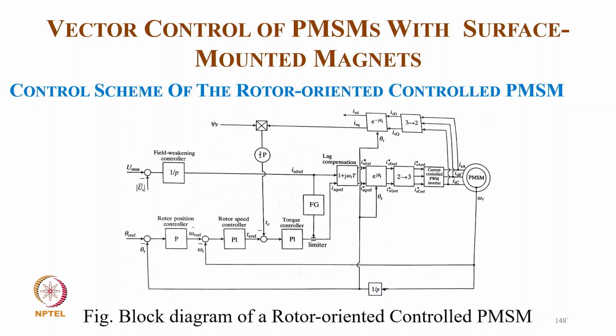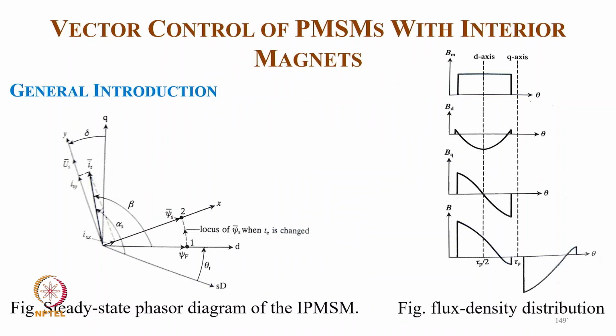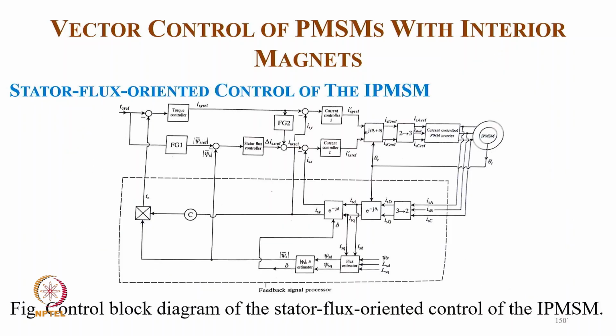we go for the ID IQ reference, from which after the angle transformation we get the ID IQ in the stationary reference frame, which converts into three-phase currents, and then we have the current control PWM inverter. Of course, the actual currents are also used for feedback with the transformation. And this is typically the steady state phase diagram of the interior permanent magnet synchronous motor, where you have the saliency and field flux density distribution.